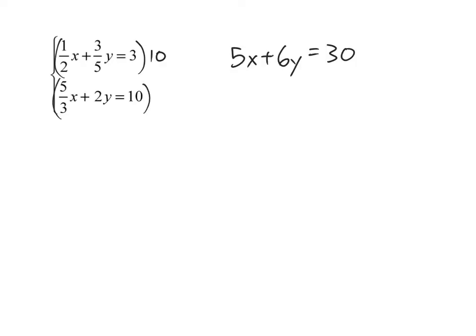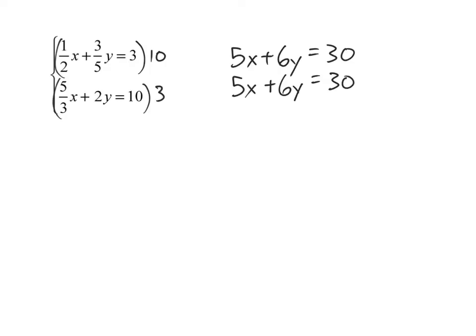This one I'm going to multiply by 3. So 5/3 multiplied by 3 is 5. And then plus 3 times 2, which is 6. And then 10 times 3 is 30. Now, at this point, you should actually realize that these are exactly the same.